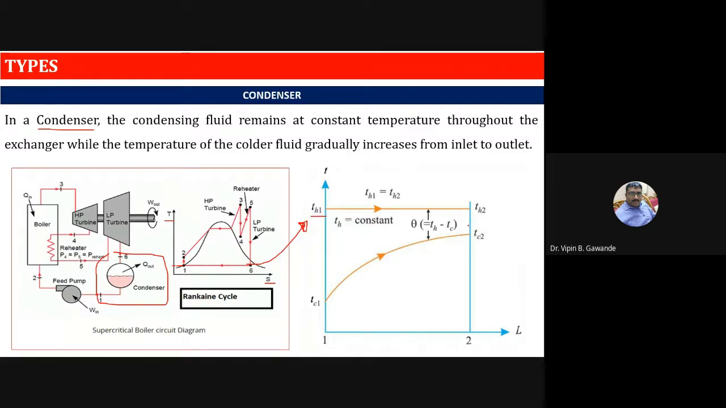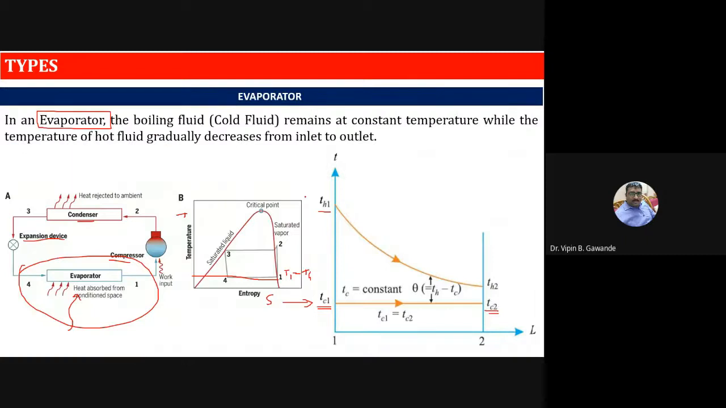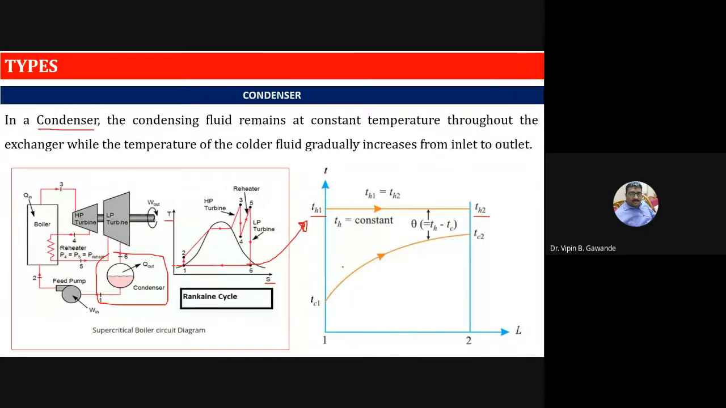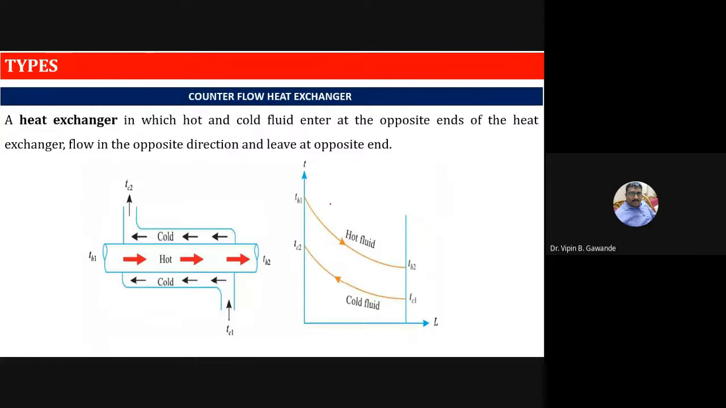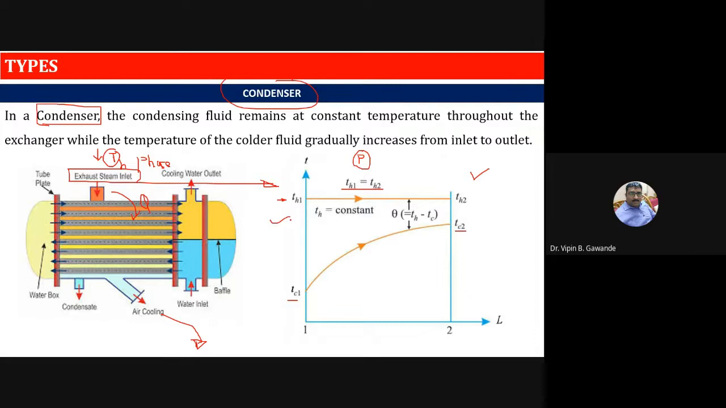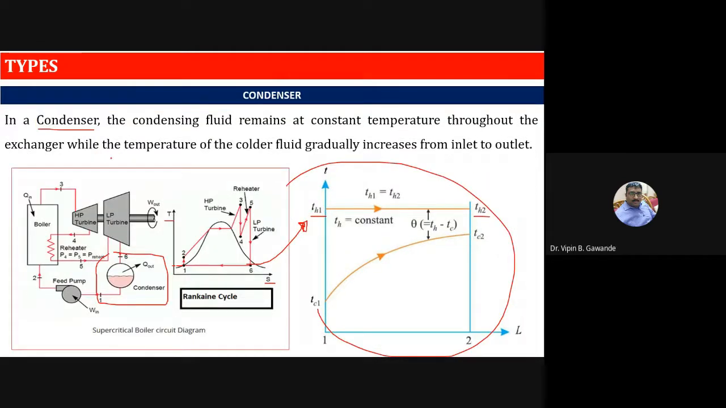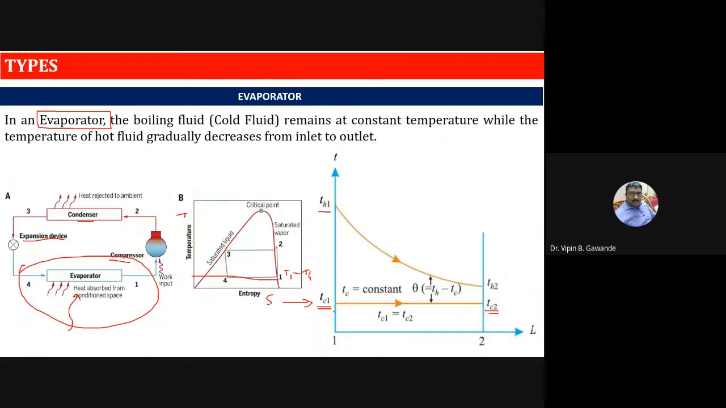These are the two things you have to remember, and these are the two graphs for the evaporator and the condenser. So always remember these four graphs: this is the graph for the parallel flow heat exchanger, this is for the counter flow heat exchanger, this is for the condenser, where the hot fluid temperature is the same, and for the evaporator, the cold fluid temperature is the same. Based on these four graphs only, you will get questions in the GATE examination.